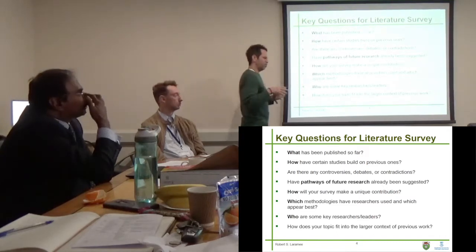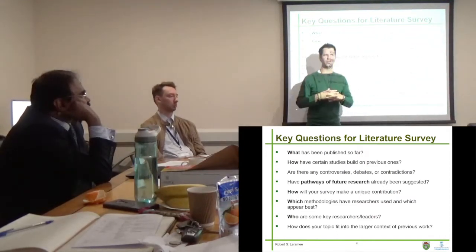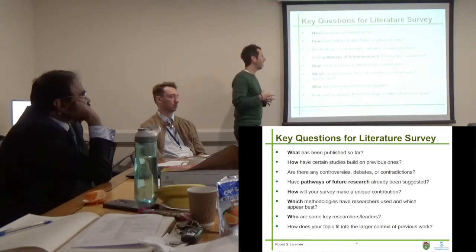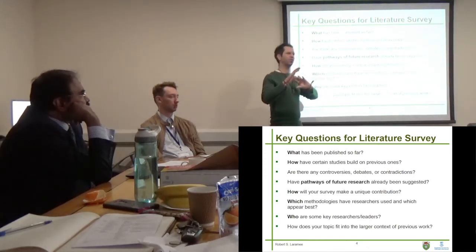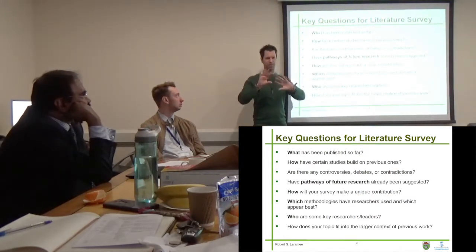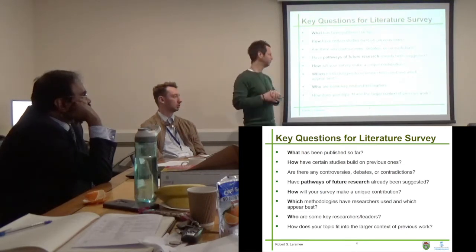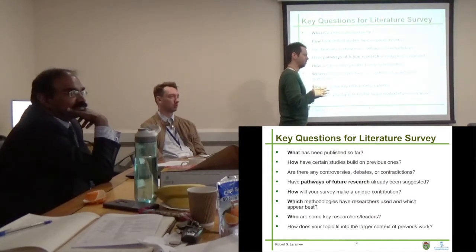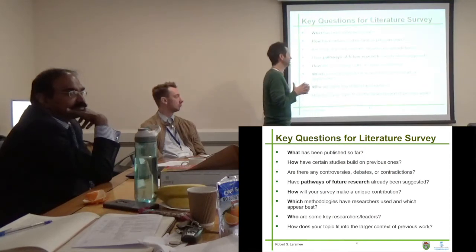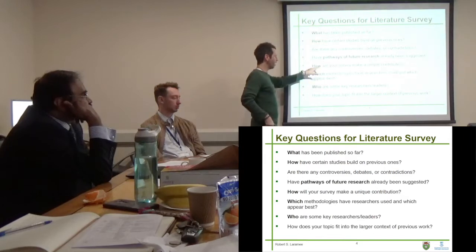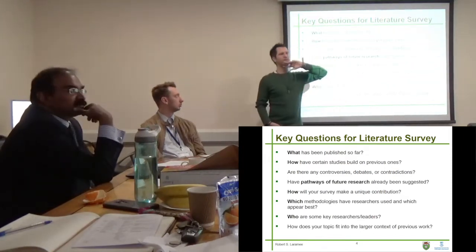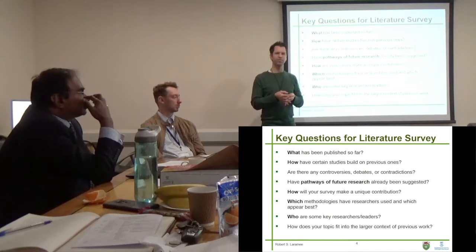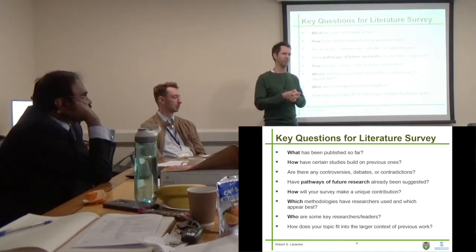Some of the more specific questions that a literature survey can address are: what has been published so far? How have certain studies built on previous ones? In other words, how do the previous research papers relate to one another? Are they related at all? Are there any unsolved issues, or opinions where no consensus has been found? Have pathways of future research already been suggested? There are lots of research papers that actually suggest fruitful future research directions, and those are obviously good to have a look at.